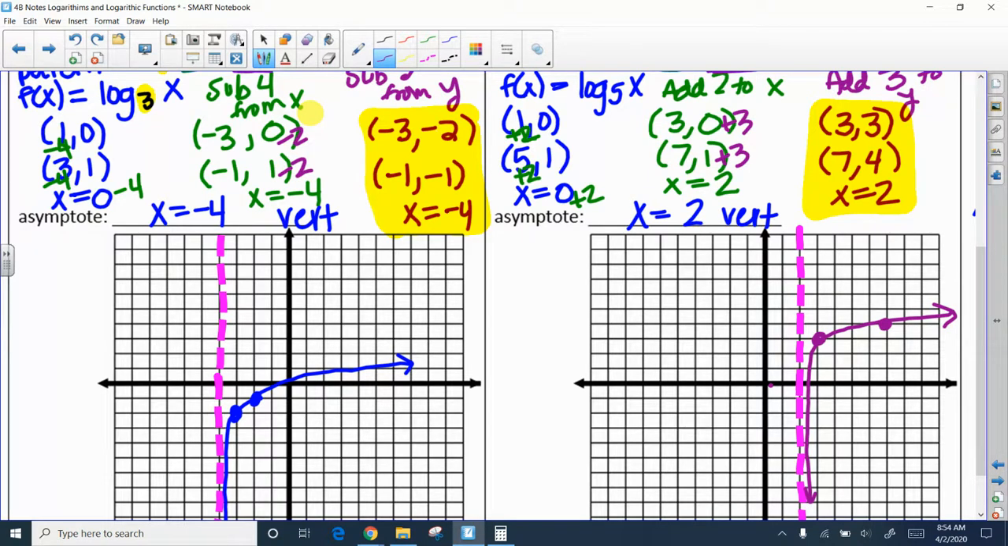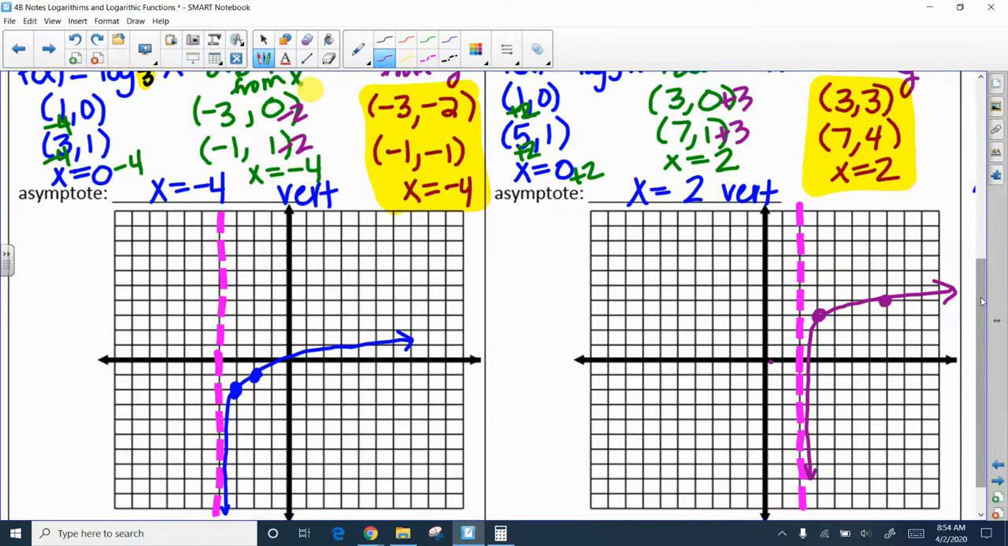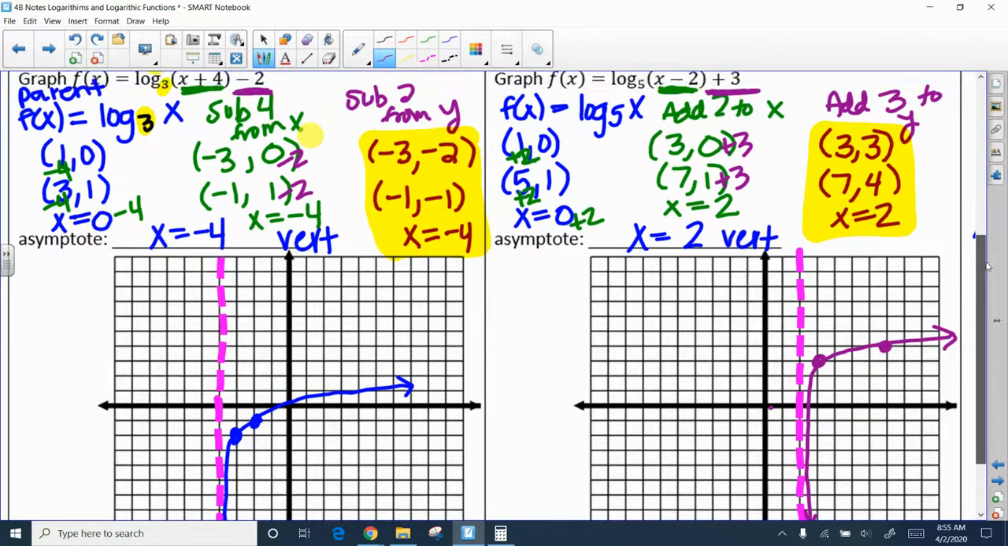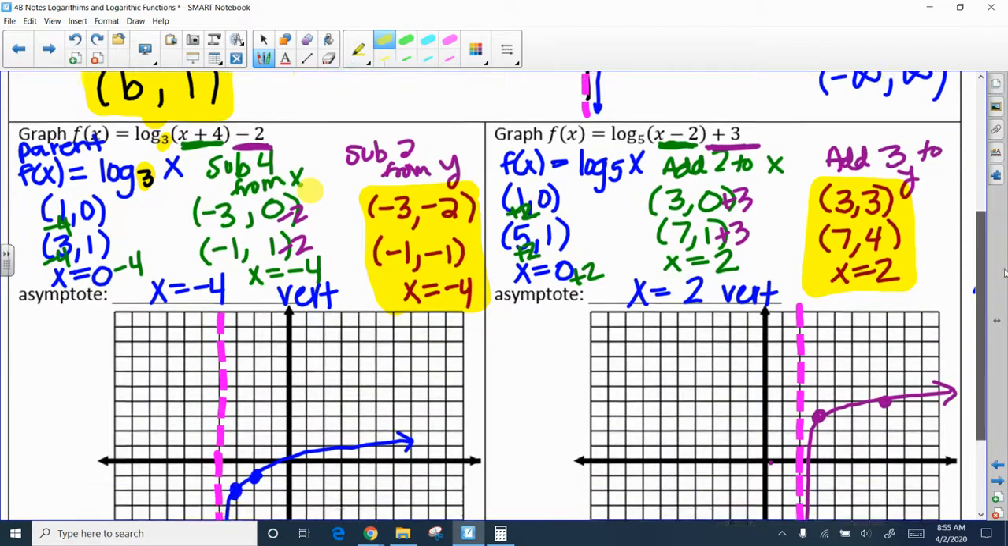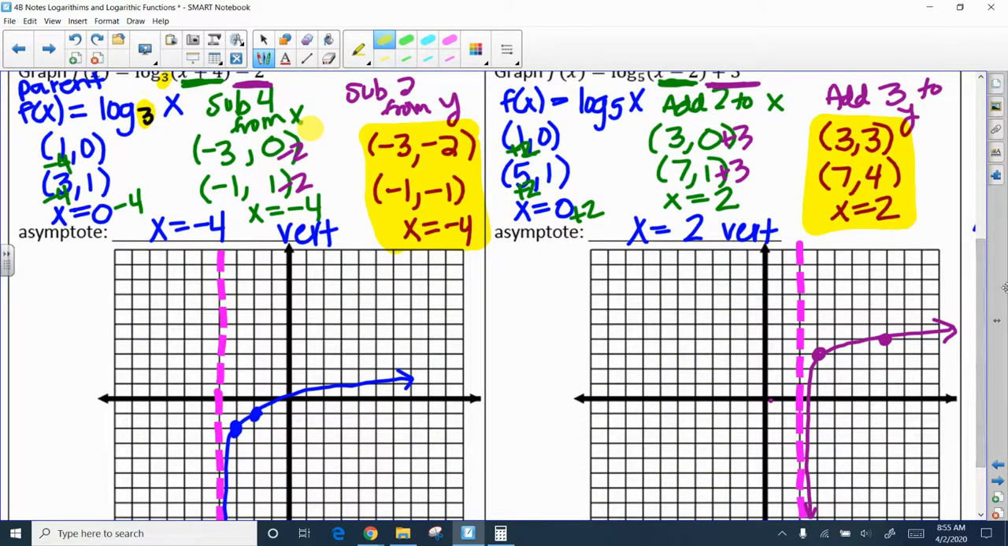So notice all these graphs look very similar. They're, again, just shifted in different directions. This one is shifted to the right 2 and up. So same types of transformations we've been doing, different starting function. So on a logarithmic function, with whatever the base is, it's going to have these points and a vertical asymptote. And then we just do our transformations, and from there we can graph.